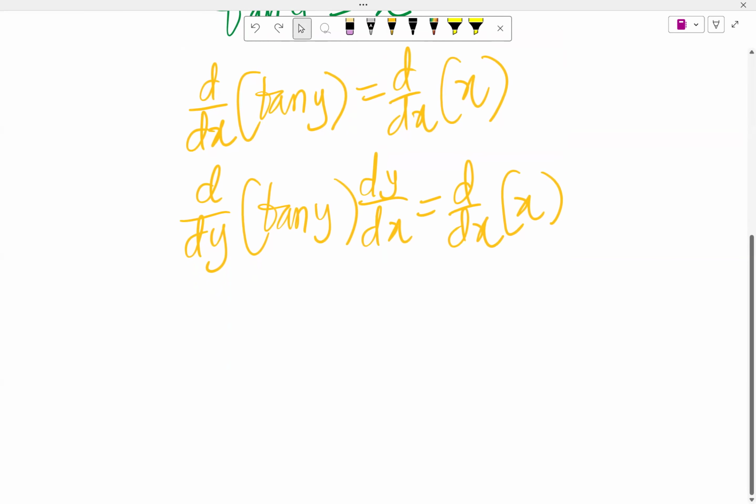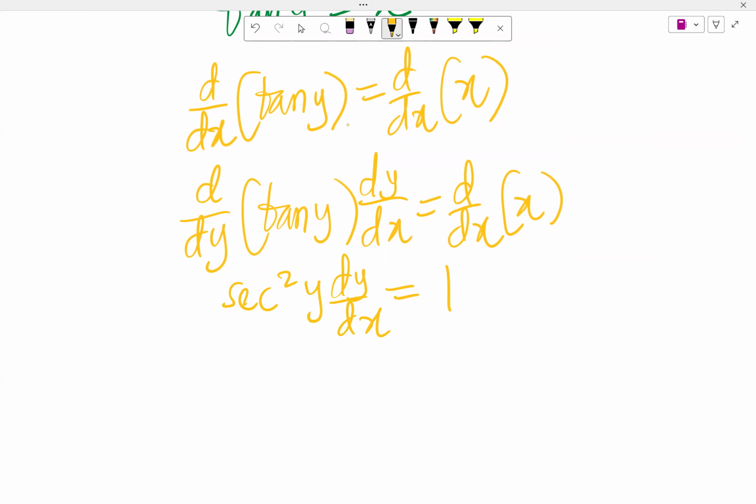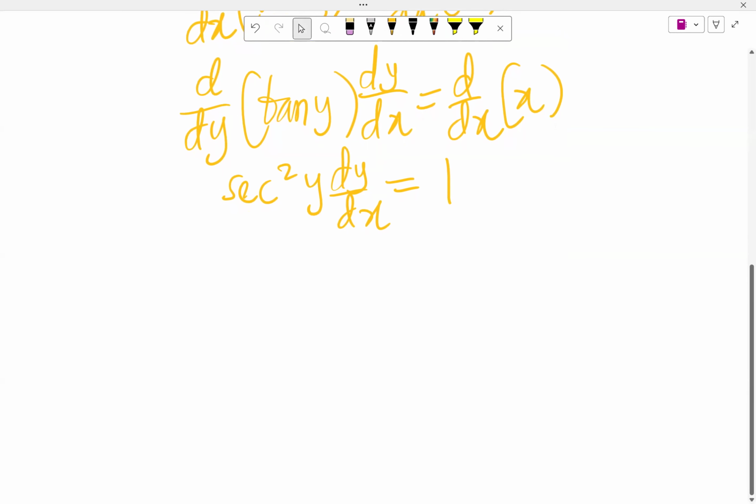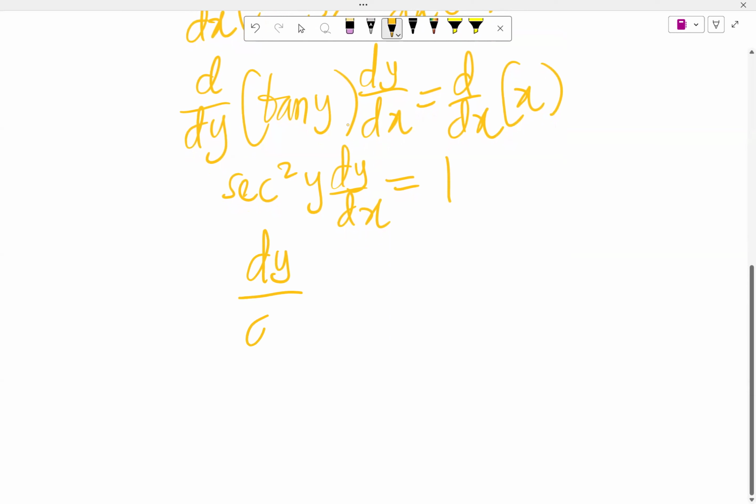So you have d/dy of tan y times dy/dx equals d/dx of x. So d/dy of tan y is simply sec squared y, like I've said already, and then dy/dx. And then d/dx of x is simply 1. Okay, so from here now, you can say that dy/dx is equal to 1 over sec squared y.